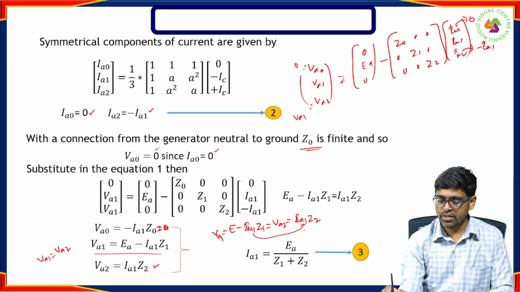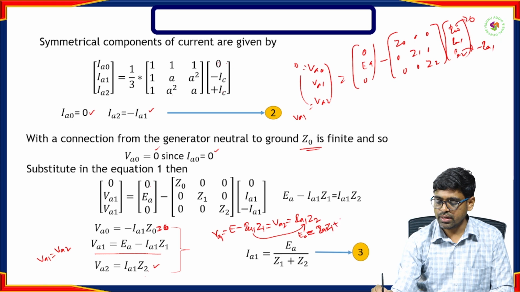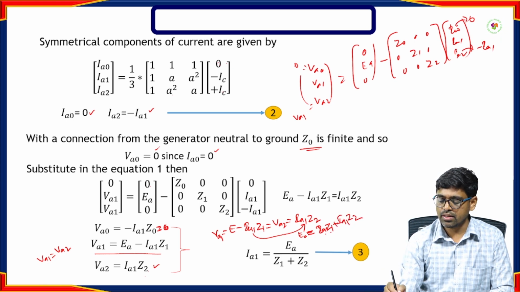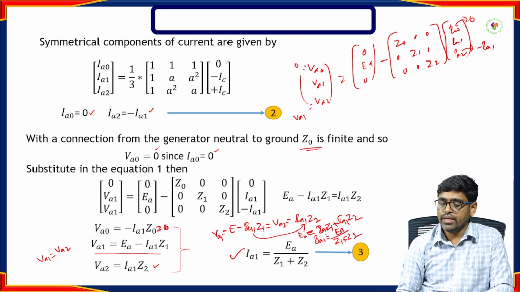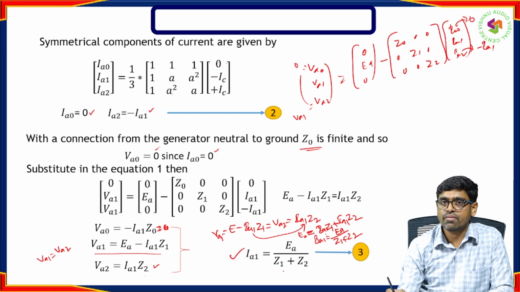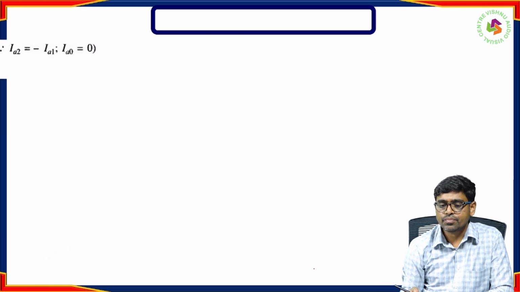If you equate these two, then EA equals IA1 Z1 plus IA1 Z2. Taking IA1 common, IA1 equals EA divided by Z1 plus Z2. So IA1 is nothing but EA by Z1 plus Z2.